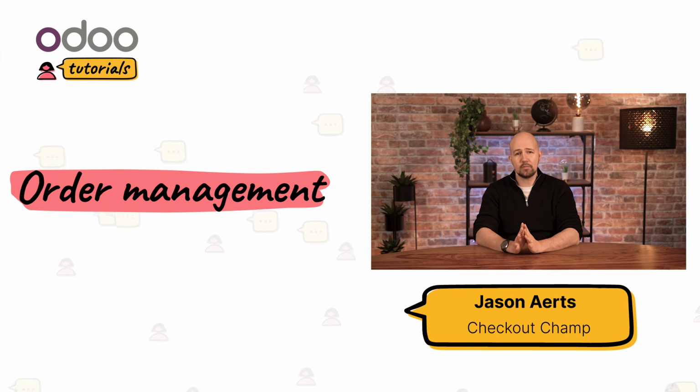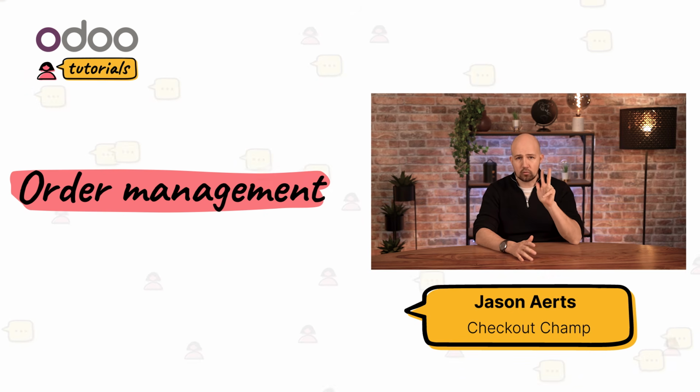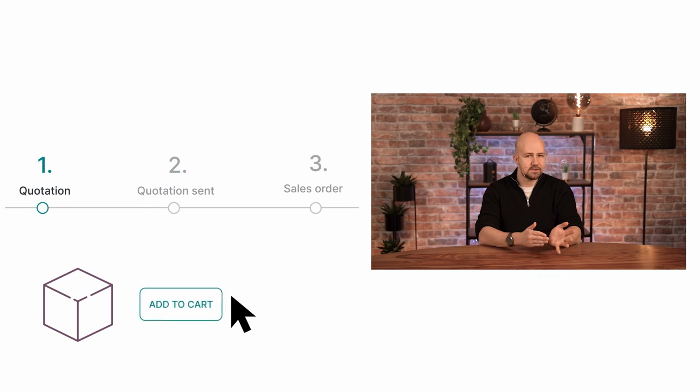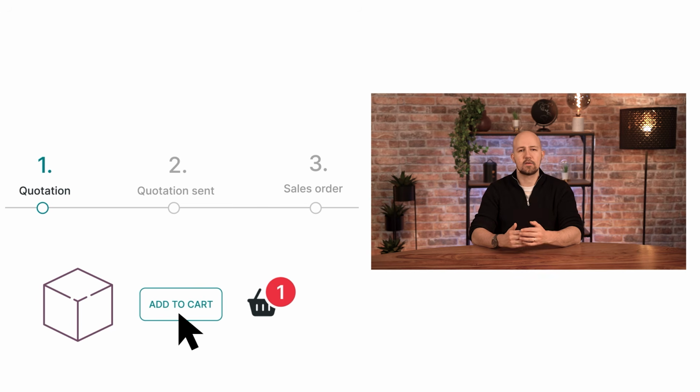Now for that, it's important to understand the three main order stages in Odoo: quotation, quotation send, and sales order. Each stage represents a different step in the e-commerce process. When an order is in the quotation stage, it means that the product was added to the cart, but the customer has not gone through the checkout process. In Odoo, we can identify these orders and follow up on them to encourage customers to finalize their purchase.